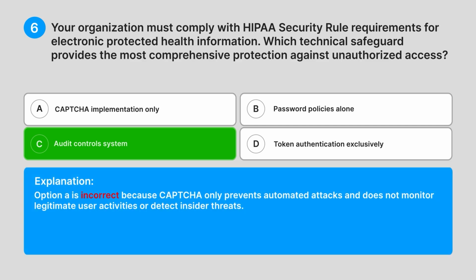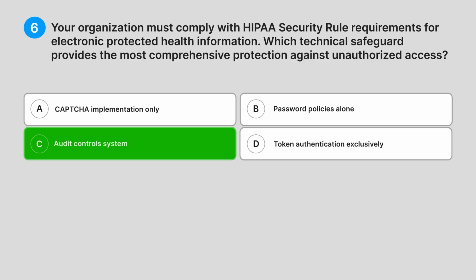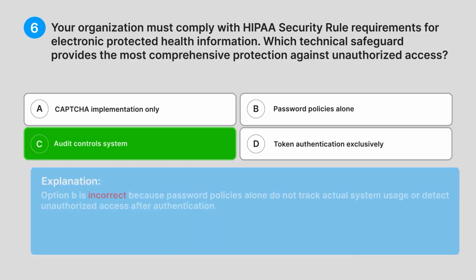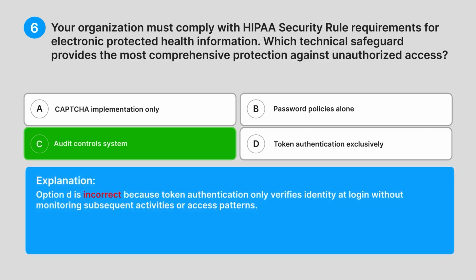Option A is incorrect because capture only prevents automated attacks and does not monitor legitimate user activities or detect insider threats. Option B is incorrect because password policies alone do not track actual system usage or detect unauthorized access after authentication. Option D is incorrect because token authentication only verifies identity at login without monitoring subsequent activities or access patterns.